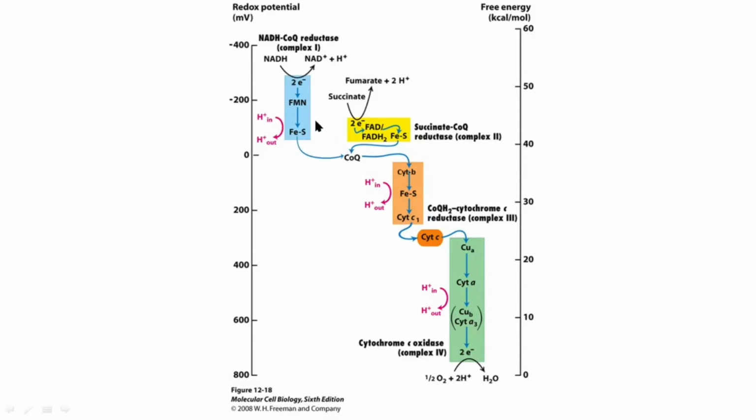This NADH dehydrogenase requires FMN as a prosthetic group. FMN is flavin mononucleotide. This is a non-protein component which is essential for enzyme activity and is bound covalently to the enzyme. This FMN, after acquiring electrons from NADH, undergoes reduction. Then it passes on those electrons to iron sulfur cluster. From iron sulfur cluster, it is passed on to coenzyme Q.